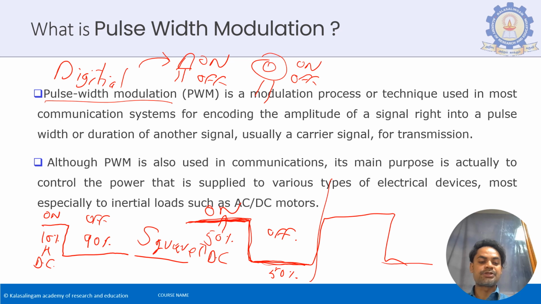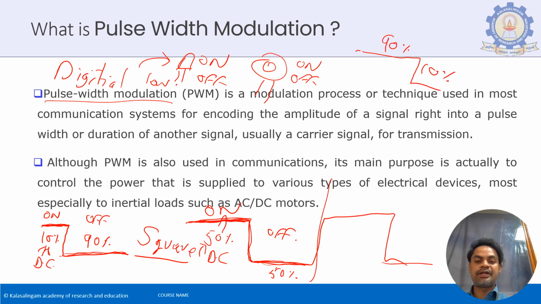It is not 90%, 10%. So which means that 10% of the time I'm getting the supply, and the remaining 90% I'm not going to get the power supply. So with 10% power supply, my LED brightness is going to be very low. Now I put it the opposite way: I am putting it 90% on and 10% off.